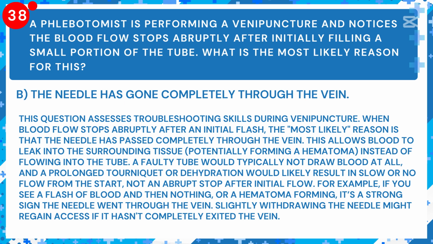the tube. A faulty tube would typically not draw blood at all, and a prolonged tourniquet or dehydration would likely result in slow or no flow from the start, not an abrupt stop after initial flow. For example, if you see a flash of blood and then nothing, or a hematoma forming, it's a strong sign the needle went through the vein. Slightly withdrawing the needle might regain access if it hasn't completely exited the vein.